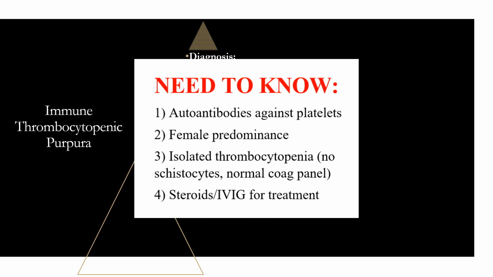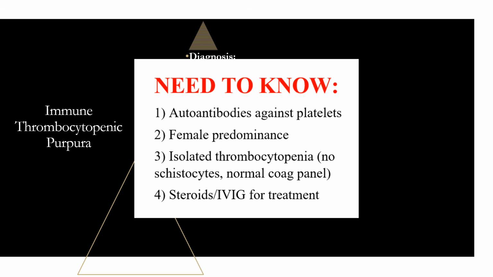Now, what do you need to know for immune thrombocytopenic purpura? You need to know these are antibodies against platelets. We're attacking, we're killing the platelets. We're not doing anything else. We're not forming clots. Nothing else is going on here. There's a female predominance. There is isolated thrombocytopenia.